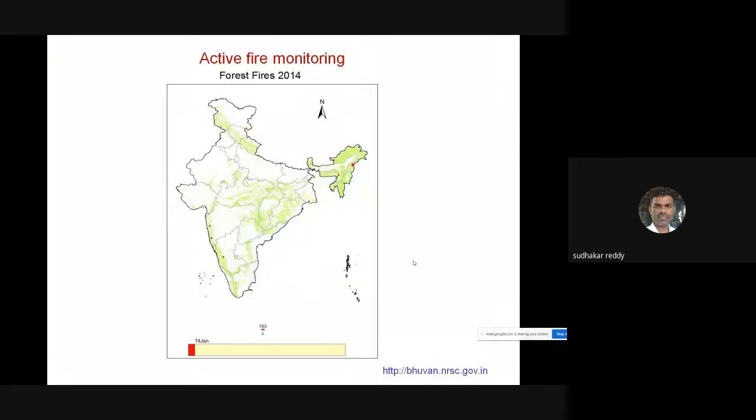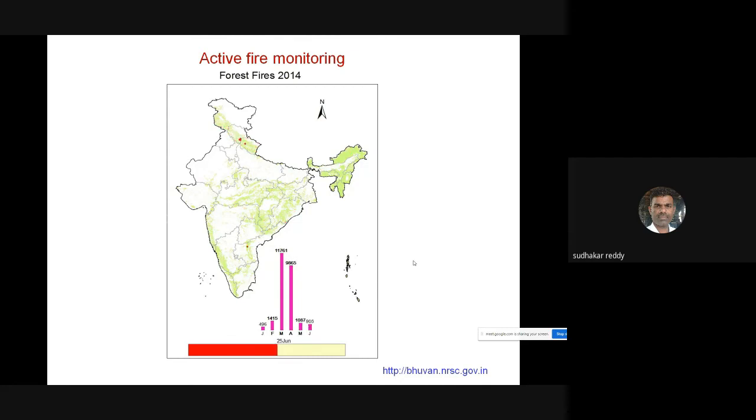And at NRSC, we are providing this kind of near real-time data of the active fire locations to the Forest Survey of India. And again, FSI forwards this database to the different state forest departments to control the forest fires. The data is available mostly from MODIS, and again from the Suomi NPP VIIRS. That helps the state forest departments to control and stop the fire progression.